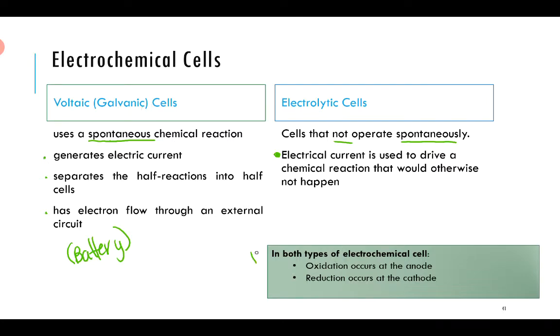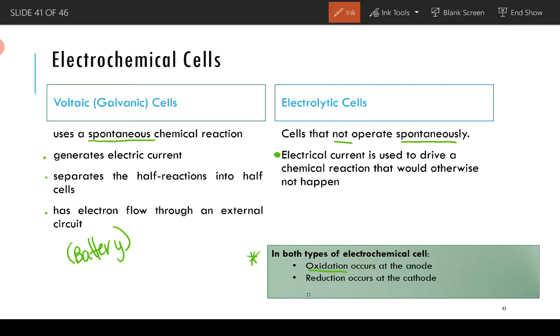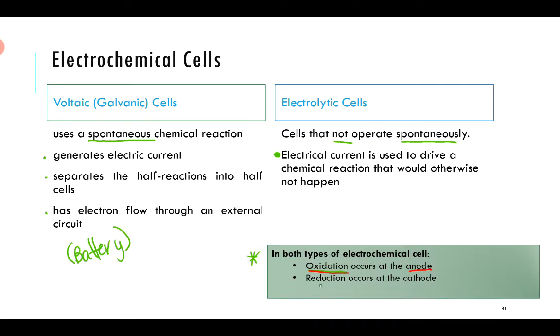What's common in both types of cells is where oxidation and reduction occur. In both cells, oxidation occurs at the anode, and reduction occurs at the cathode. How you can remember this is oxidation and anode both start with vowels, and then reduction and cathode both start with consonants.